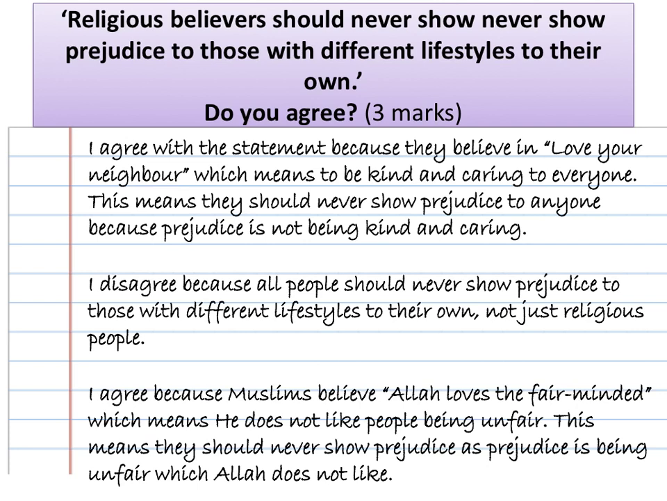I disagree because people should never show prejudice to those with different lifestyles to their own, not just religious people. I agree because Muslims believe that Allah loves the fair-minded, which means that he does not like people being unfair. This means that they should never show prejudice, as prejudice is being unfair, which Allah does not like.